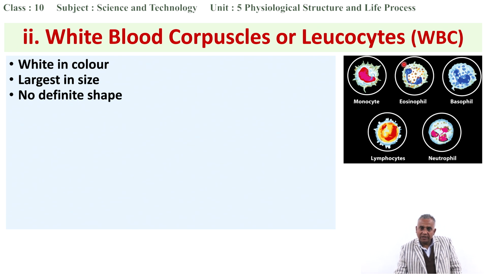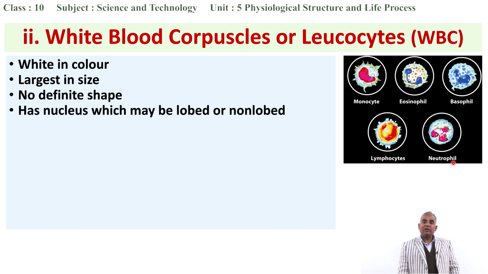Another thing you can see is that some of them have lobed nuclei, bilobed or multi-lobed, and some have a single nucleus. Single-nucleus WBCs are named monocytes and lymphocytes, and those with lobed nuclei are named with 'phil' at the end: eosinophil, basophil, neutrophil. Their functions and other characteristics you will be taught. All of them have a nucleus, which may be lobed or non-lobed.